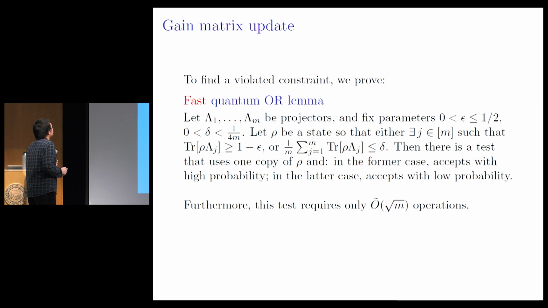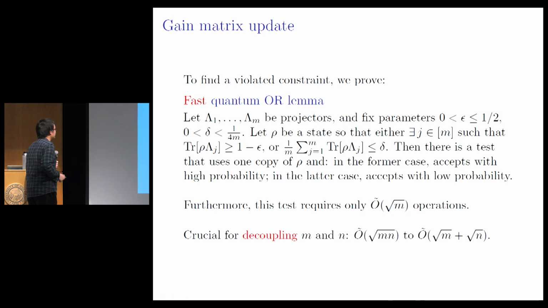But in addition, based on their quantum OR lemma, we gave a fast version, and we show that this task only requires roughly square root of m quantum operations. This is the main reason why we can decouple the m and n dependence compared to the very first Brandão and Svore paper and the Van Apeldoorn and Gilyén paper. We can really improve the complexity from square root of m times square root of n to square root of m plus square root of n, which matches the quantum lower bound.